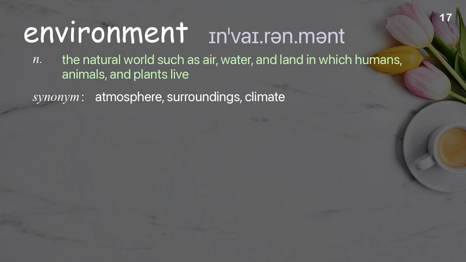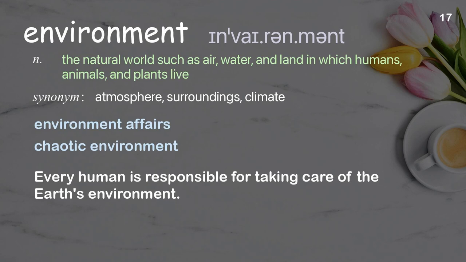Environment: the natural world, such as air, water, and land, in which humans, animals, and plants live. Examples: environment affairs, chaotic environment. Every human is responsible for taking care of the Earth's environment.